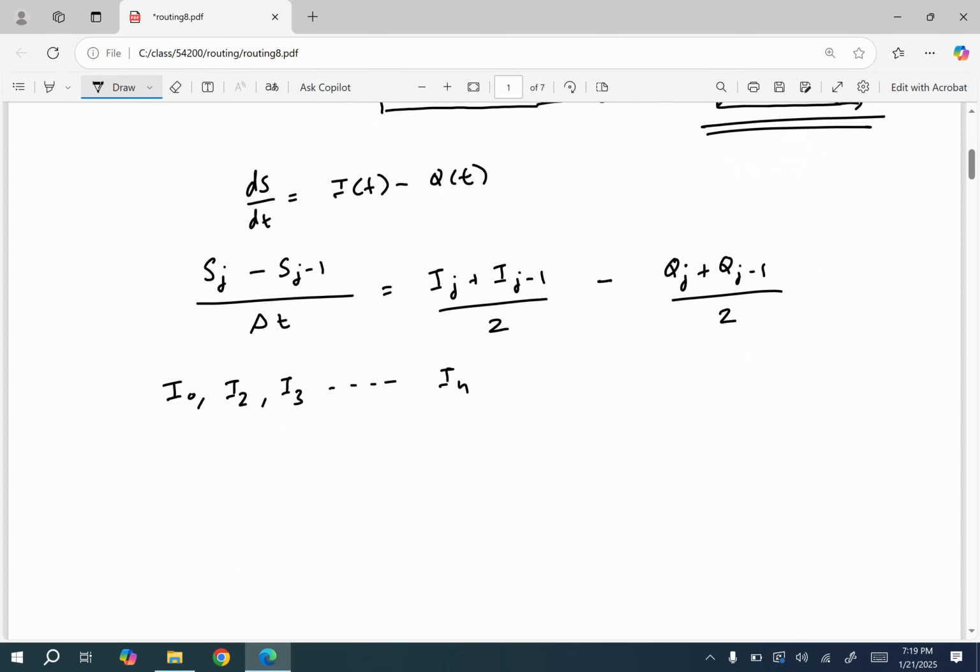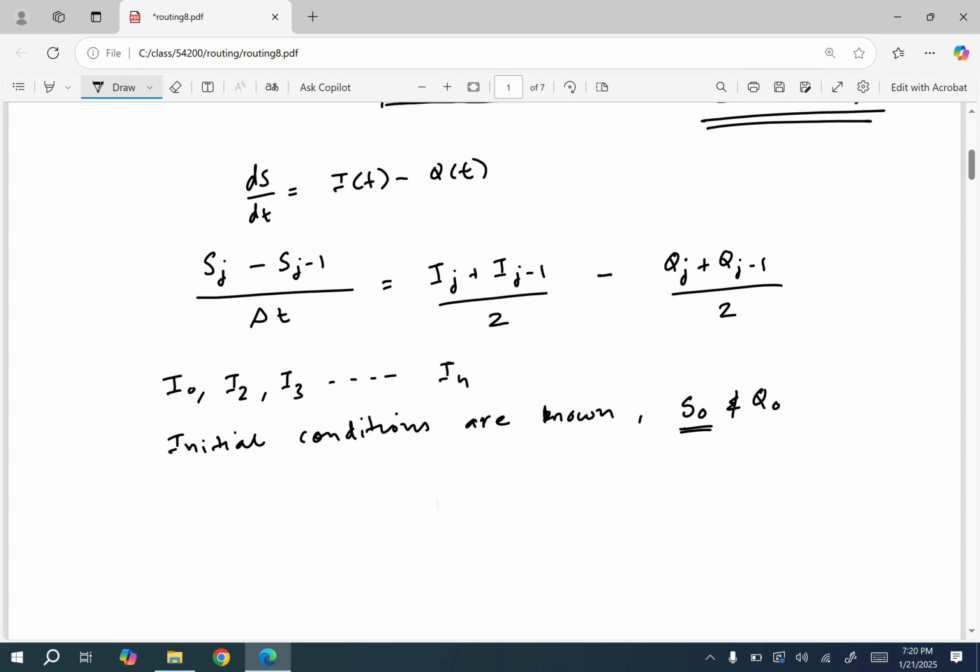Okay, so again, initial conditions are known. In this case, we know S0 and Q0. Until now, we did not care much about S0, but in this case, it is necessary. So initial condition means initial storage, and initial discharge is also known.